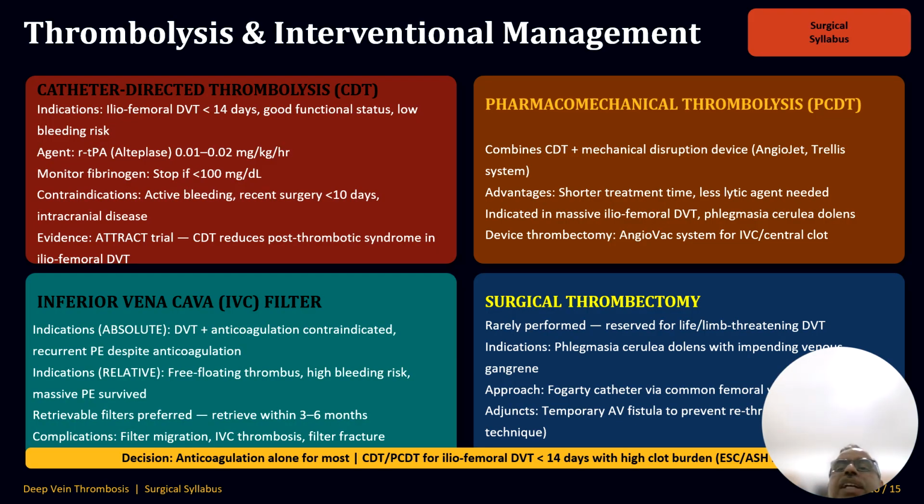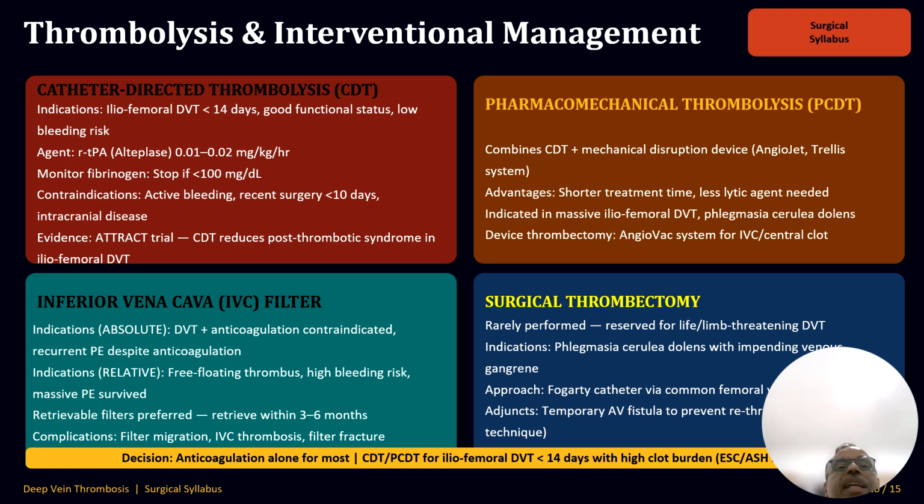And the fourth modality of treatment for DVT is surgical thrombectomy, which is rarely performed nowadays because of the advent of so many other modalities like CDT or its combination with mechanical methods. Indications are only phlegmasia cerulea dolens, which we will see in subsequent slides. And surgical thrombectomy is now less and less done.